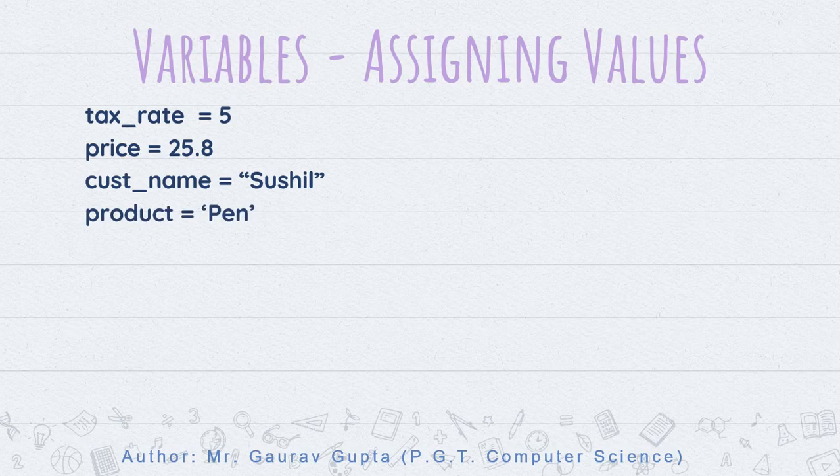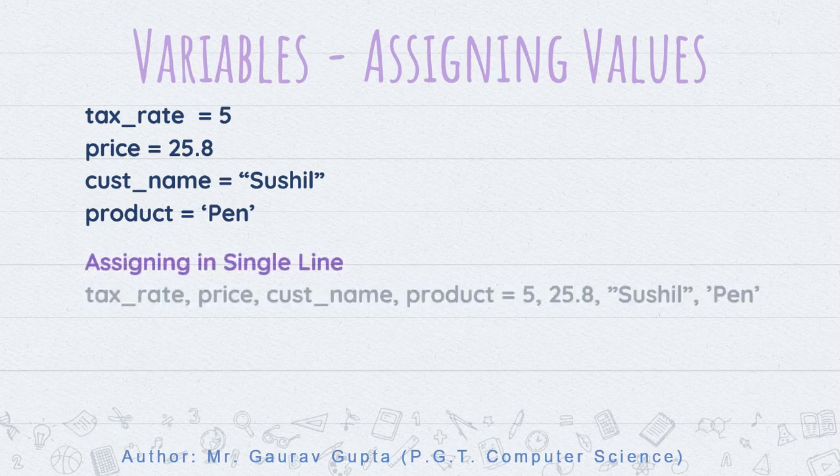We can use double quotation or single quotation to assign a string value. We will discuss more about it later. Now, assigning in a single line. We can use this method also to assign values to the variables in a single line.